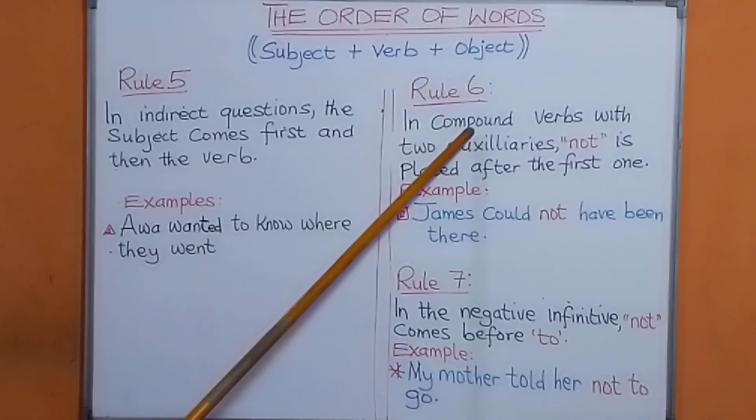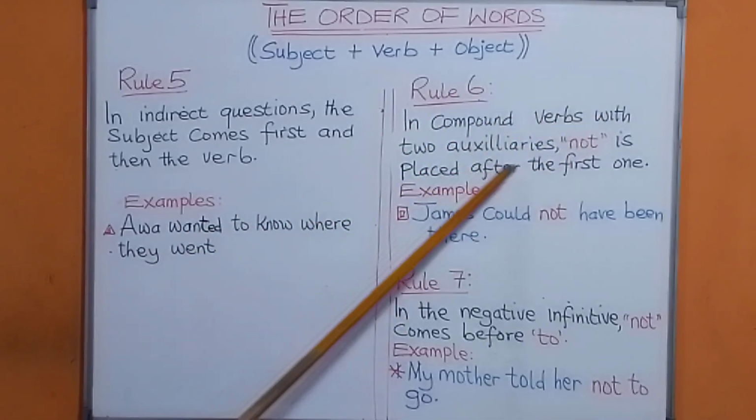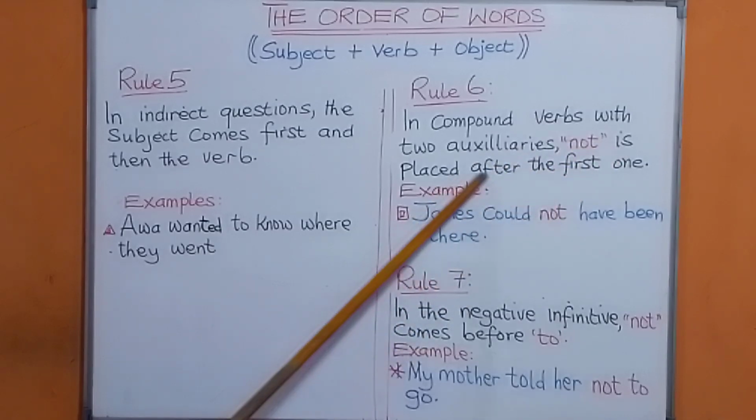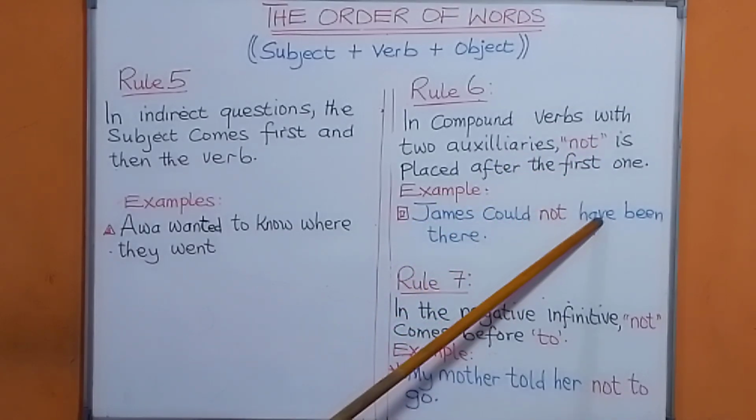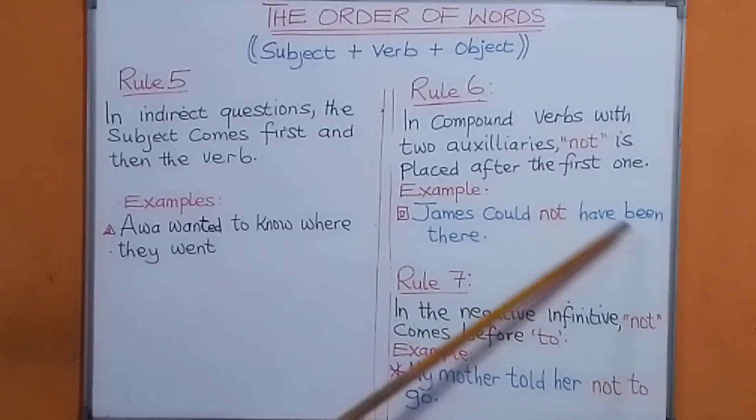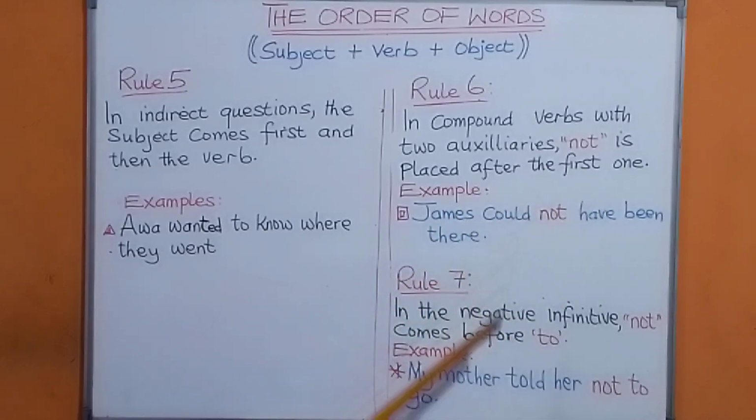Rule number 6. In compound verbs with two auxiliaries, not is placed after the first one. Look at the first verb, look at the second one. James could not have been there. Rule number 7. In the negative infinitive, put not before to. Not comes before to. My mother told her not to go.